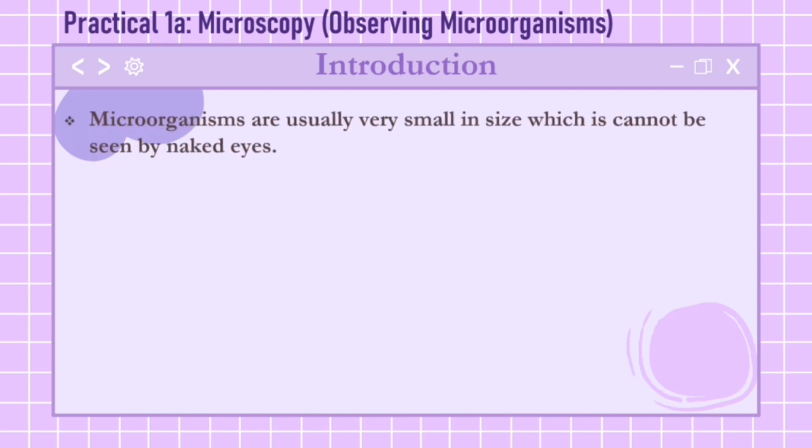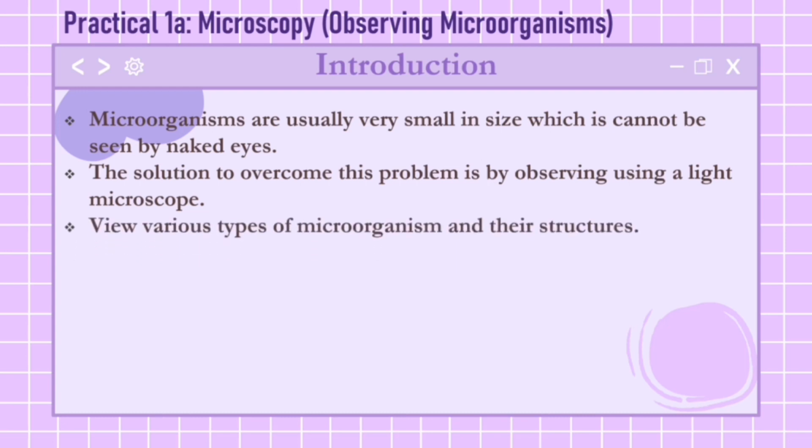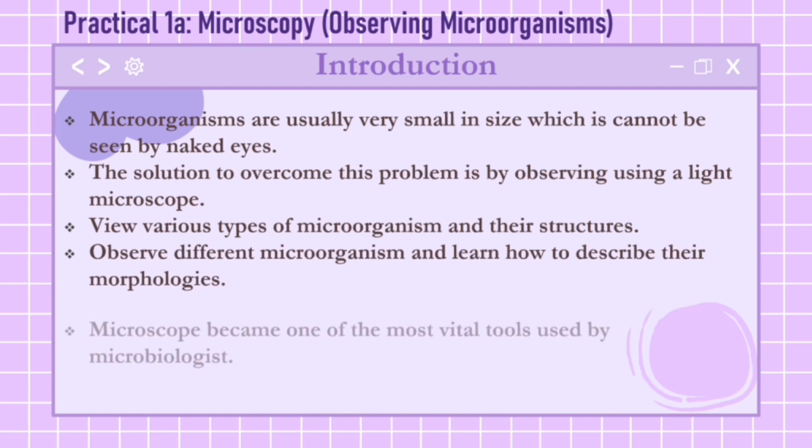Microorganisms are usually very small in size, which cannot be seen by naked eyes. The solution to overcome this problem is by observing using a light microscope. It can view various types of microorganisms and their structure, observe different microorganisms, and learn how to describe their morphologies.